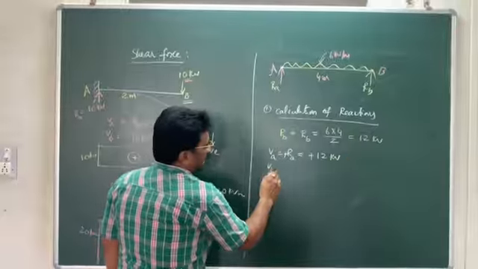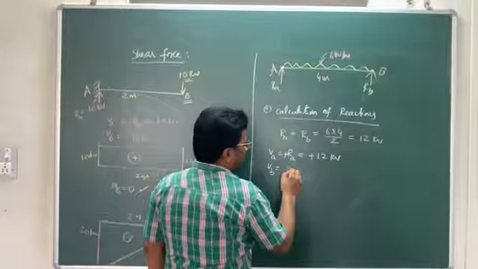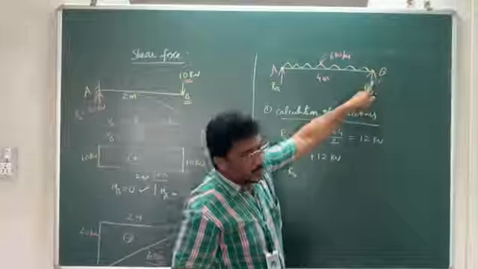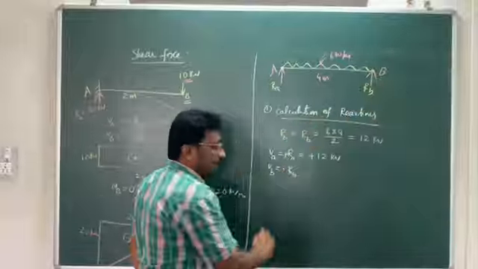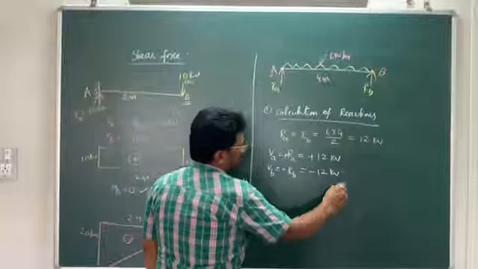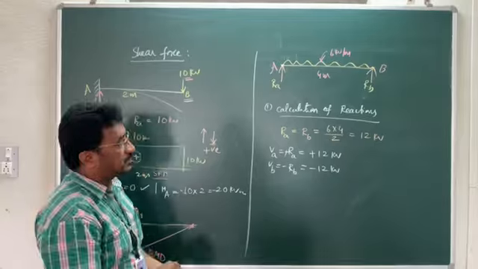Similarly, shear force at B. Shear force at B is equal to the reaction at B. That is also an end point. But it is a right side upward reaction. Right side upward reaction will be negative shear force. Therefore, shear force at B is minus 12 kilonewtons. Shear force at A is plus 12 kilonewtons.